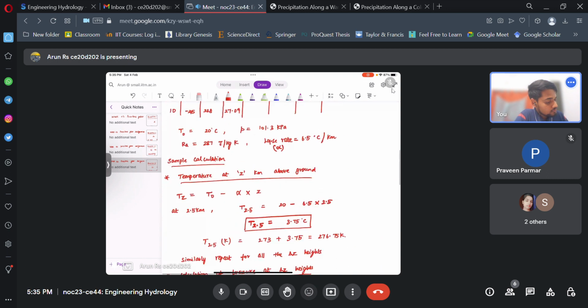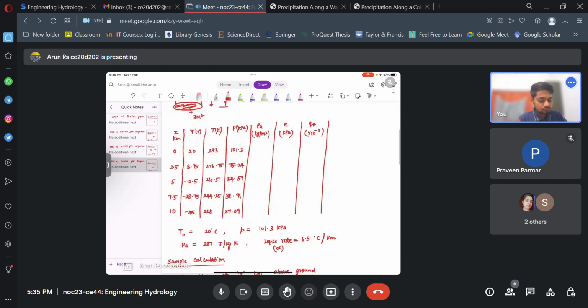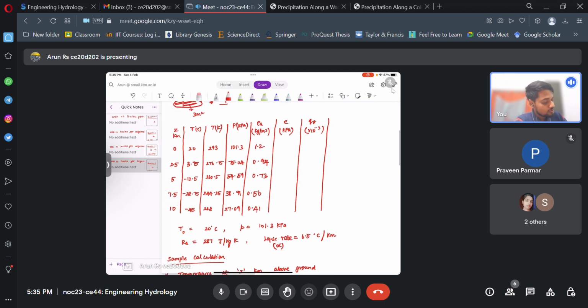Similarly, we have to compute for all the heights. So next we need to compute the vapor pressure.